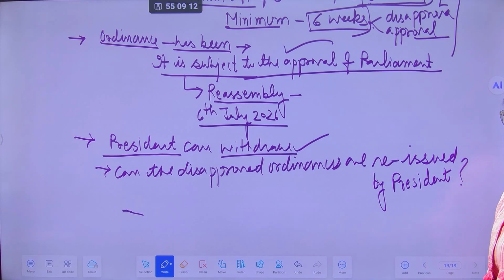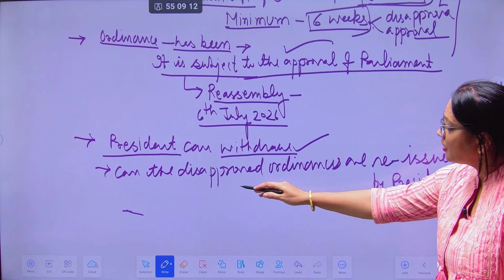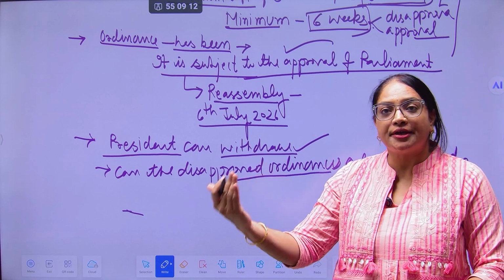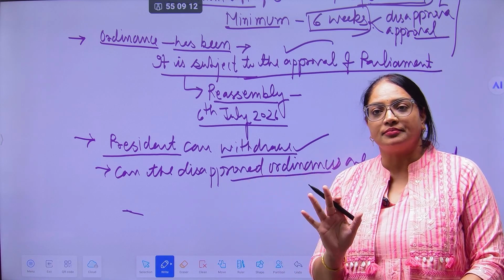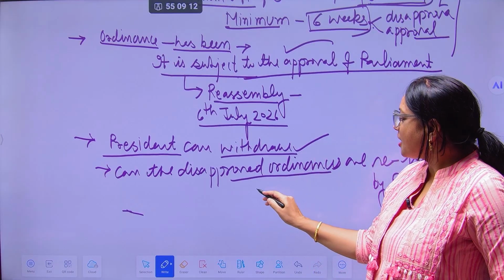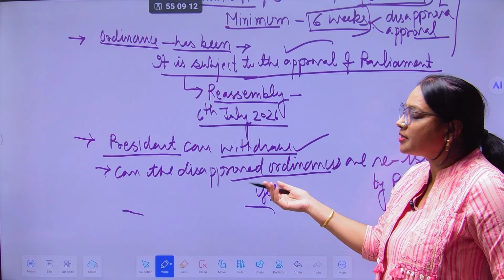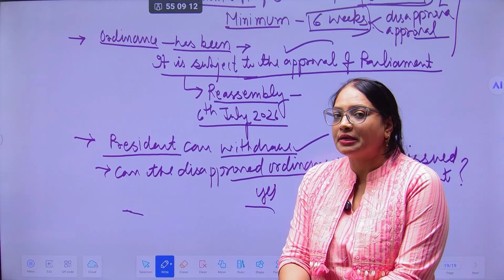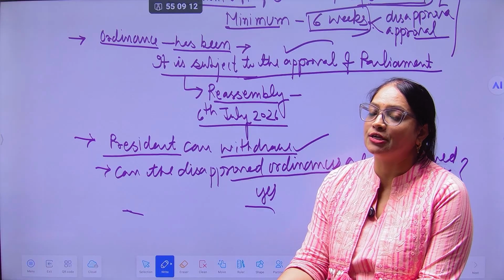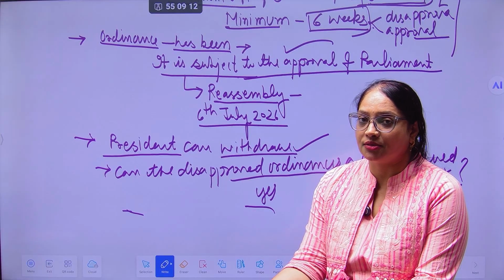This is a question mark, right? Whether disapproved ordinances are reissued or repromulgated by the president? Same. So the answer is yes. Suppose UPSC is asking a question in the prelims: consider the following statement with respect to the promulgation of an ordinance by the president, right?